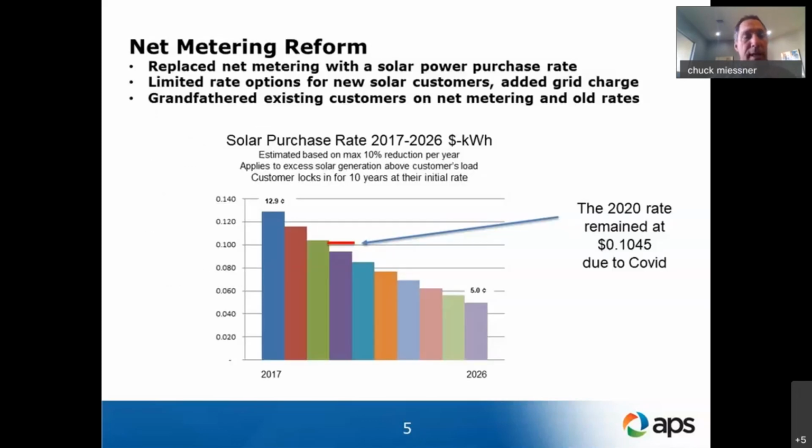Let's talk about the first one, our net metering reform. We replaced our net metering program with a solar purchase rate, but we did it.